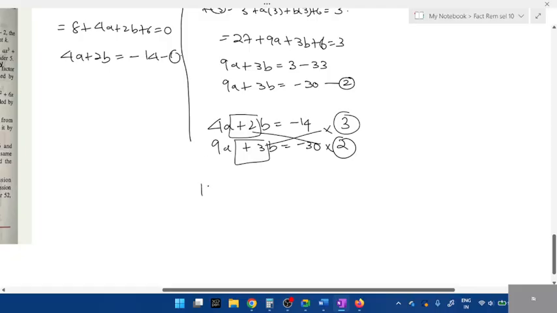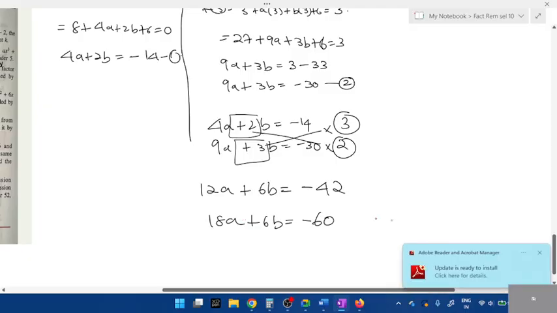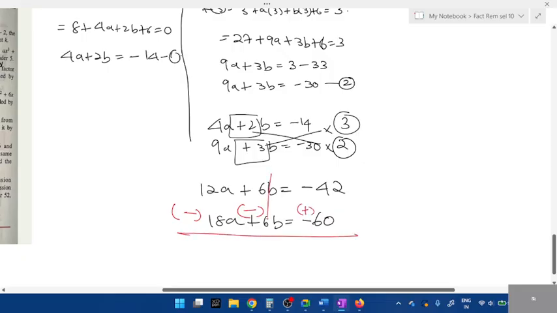First multiply: 12A plus 6B, 30 plus 12, 42, minus 42. And here you get 18A plus 6B is equal to minus 60. Now are the signs same or different? It's the same. Now let us change the sign for the second equation. Plus becomes minus, minus becomes plus. Now these two get cancelled.